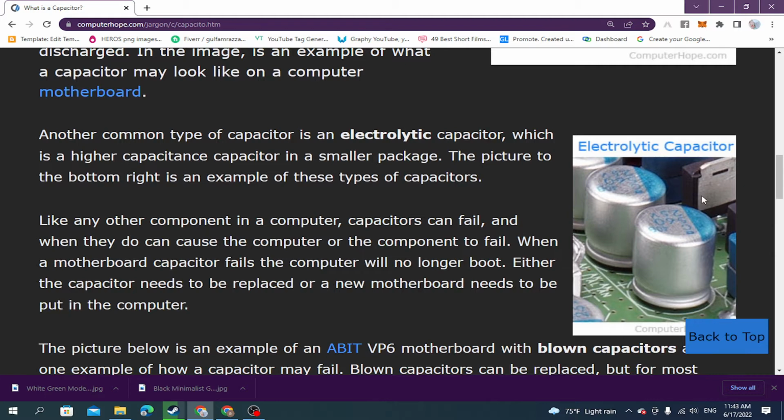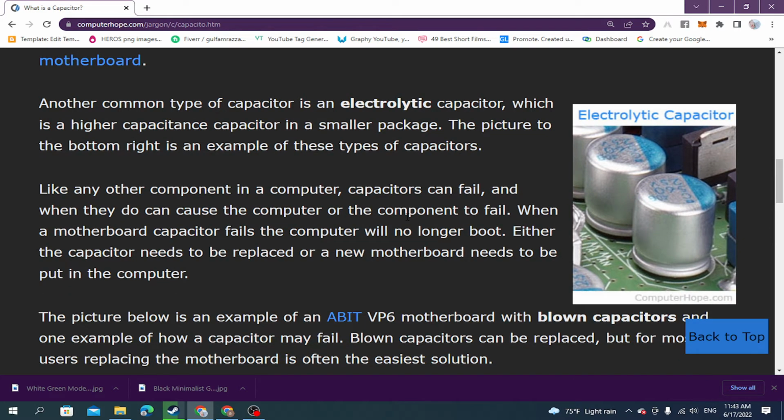These are electrolytic capacitors. Like any other component in a computer, capacitors can fail, and when they do, they can cause the computer or the component to fail. When a motherboard capacitor fails, the computer will no longer boot. Either the capacitor needs to be replaced or a new motherboard needs to be put in the computer.